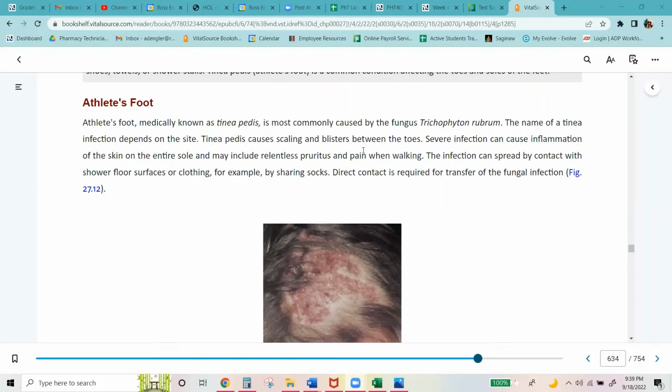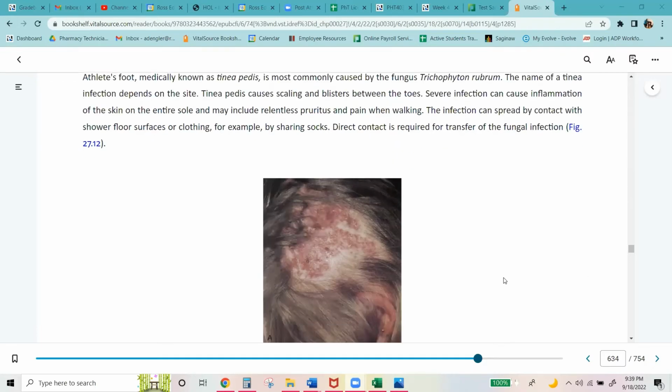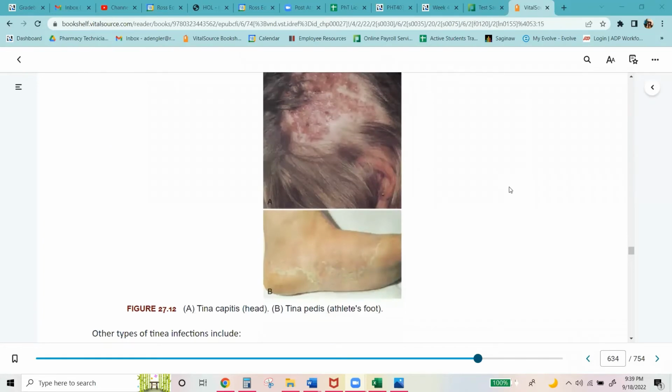Athlete's foot can cause severe infection and inflammation of the skin on the entire sole and may include relentless pruritus and pain when walking. The infection can spread by contact with shower floor surfaces or clothing, for example, by sharing socks. Direct contact is required for transfer of the fungal infection.